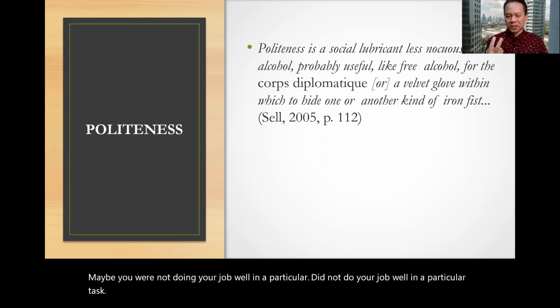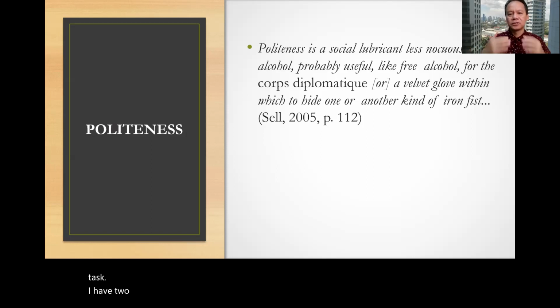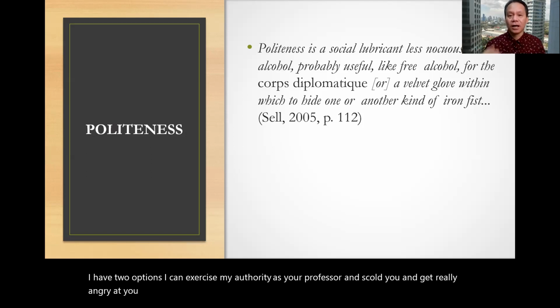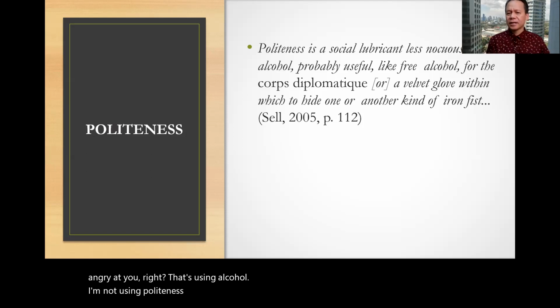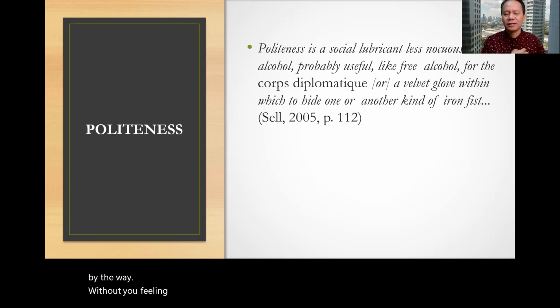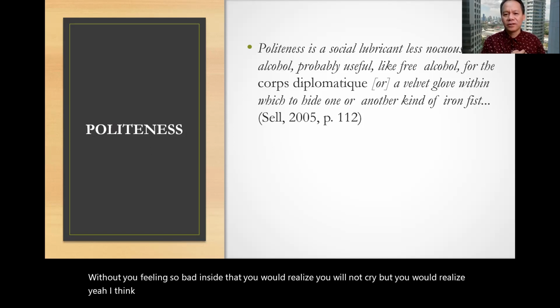Well, I have two options. I can exercise my authority as your professor and scold you and get really angry at you, right? That's using alcohol. I'm not using politeness there, but I can still achieve my purpose. I can still scold you, by the way, without you feeling so bad inside. You will not cry, but you would realize, yeah, I think we were wrong and Sir Rafi is right.